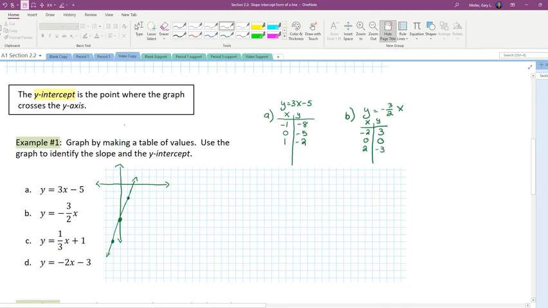So this was part A here. Let's squeeze in a part B. I've got negative 2, 3, 0, 0, and 2, negative 3. And luckily enough, they all lie in a straight line, so I feel good about my points. And let's do one more here.